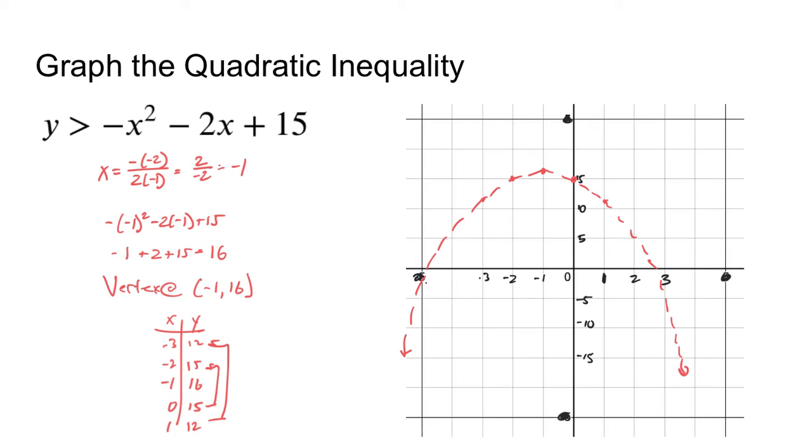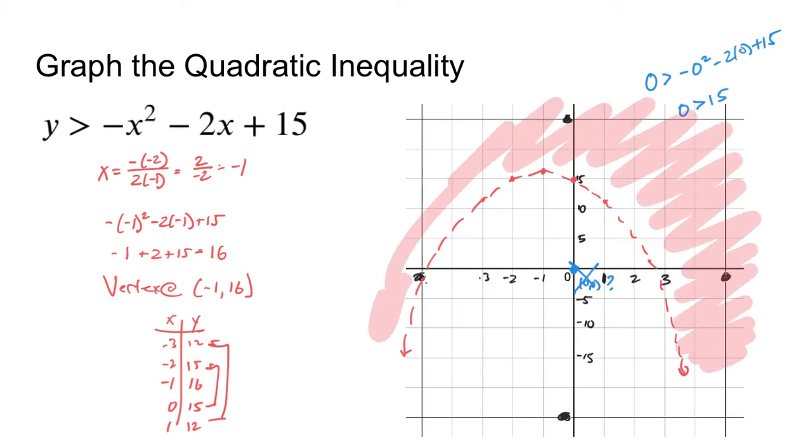So again, if you want to, you can always check a coordinate pair. I like to check 0, 0 again. So we can check 0, 0 and say, does 0, 0 work? Real quick, 0 greater than -0 squared minus 2 times 0 plus 15. Well, that's basically 0 greater than positive 15. That's not a true statement, so that point does not work, which means once again, I am shading on the other side of my equation, which means I'm shading all the way outside of this U in this particular case, because 0, 0 does not satisfy the inequality.